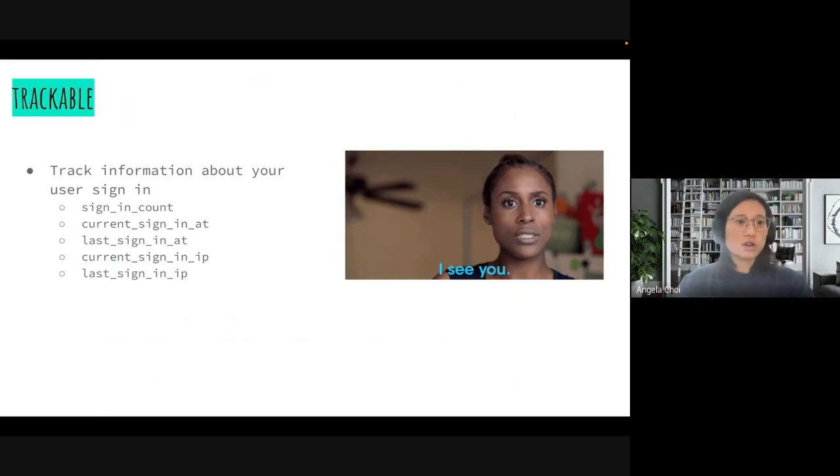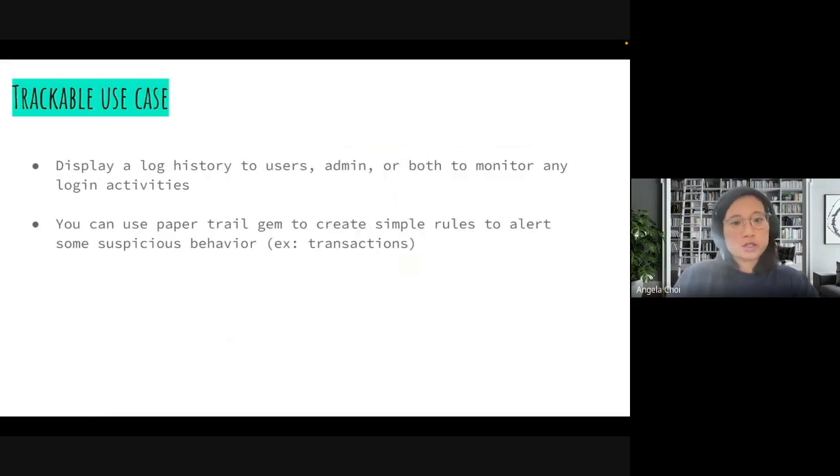And the second gem is called Trackable. Trackable basically allows you to track information about your user sign-in. So you can get information such as the sign-in count, current sign-in at, last sign-in at, current sign-in IP, and last sign-in IP. So basically you can monitor the login activities for your users. A use case of this would be displaying a log history to your users, admins, or both to monitor any login activities.